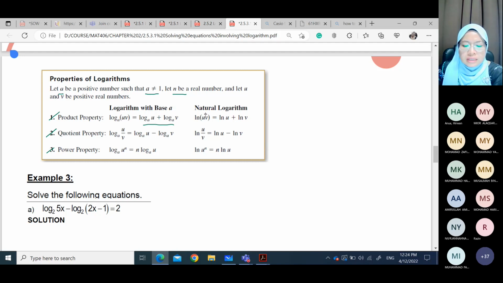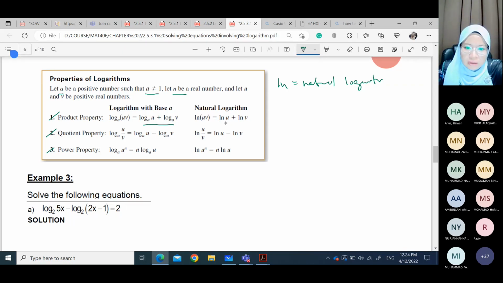And then for natural logarithm, so natural logarithm kita panggil sebagai ln lah, ln. So ln is a natural logarithm. Okay, so kalau dalam calculator tu ln. Okay, so ln UV, it is equivalent with ln U plus ln V. Okay, so sama jugalah, cuma bezanya dekat sini base dia A, yang ini ada natural logarithm. Okay, so for quotient, kalau quotient U over V, so sama juga dengan log A U minus log A V. Okay. Ln U over V, it is equal to ln U minus ln V.